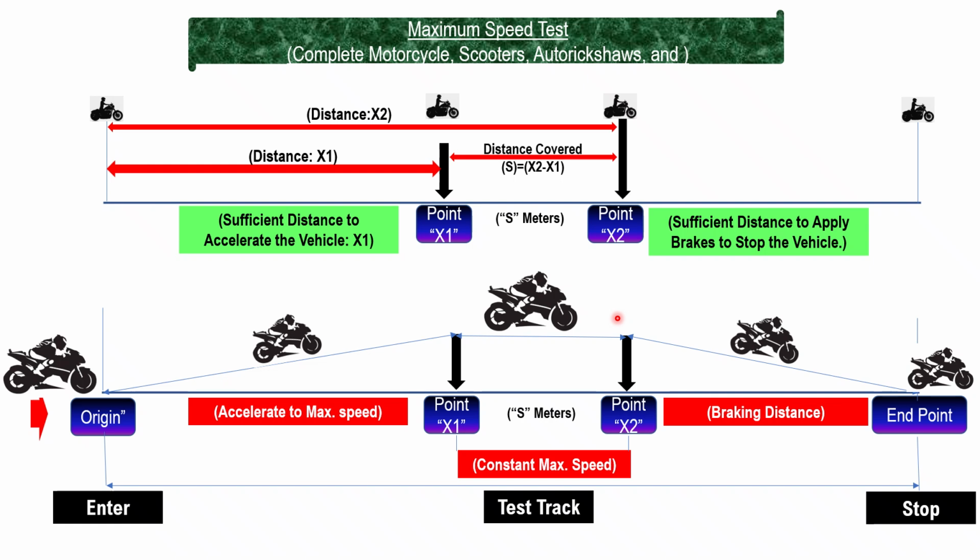From the point X2, the brakes are applied gradually, and this zone is called the braking distance or braking zone. And after this braking zone, at this point, the motorcycles or the motor vehicles exit from the test track.